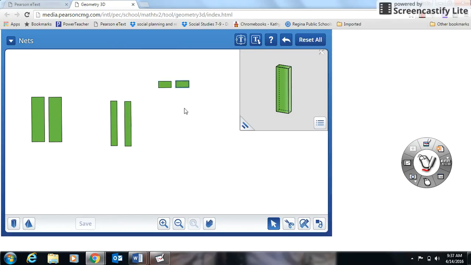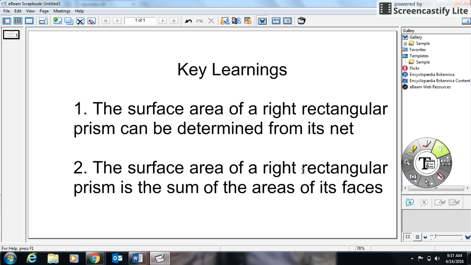What do you notice about all these pairs here? They're all congruent. That's going to make my life easier because I want to work smarter, not harder. Okay? So now, if I go back to my key learnings, I can figure out the surface area of this right rectangular prism by figuring out the sum of the areas.